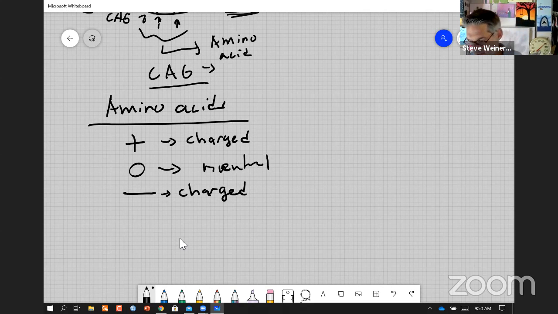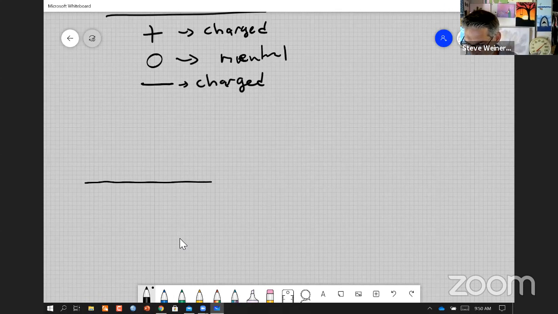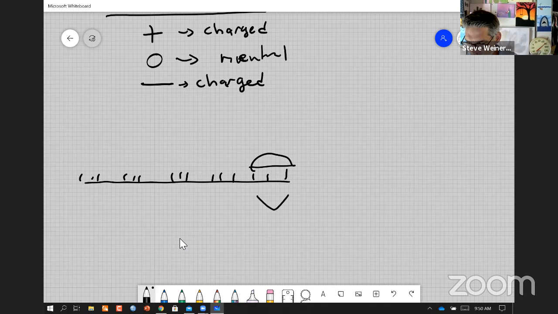So I'm going to go back up, and this is where I wish I could do more animation with my computer. So I'm just going to draw a nice flat piece of DNA. And here's my little ribosome. And when it hits this sequence, it's going to kick out a little bit of an amino acid. And let's say that part's positive.